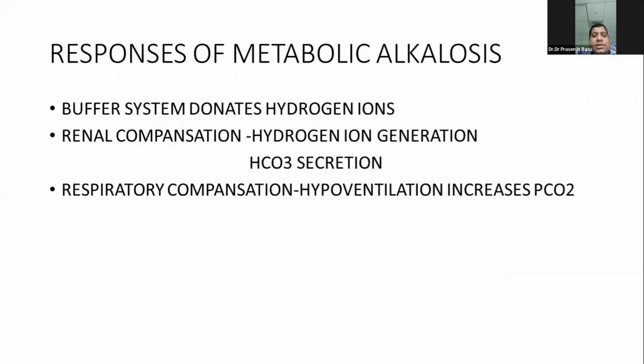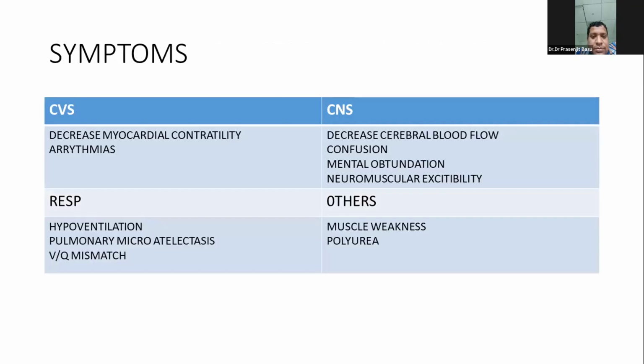Response to metabolic alkalosis: the buffer system donates hydrogen ions; renal compensation involves hydrogen ion generation and bicarbonate excretion; and respiratory compensation includes hypoventilation and increased PCO2. Symptoms of metabolic alkalosis: decreased myocardial contractility, arrhythmia, respiratory hypoventilation, pulmonary microatelectasis, ventilation-perfusion mismatch. CNS effects include decreased cerebral blood flow, confusion, mental obtundation. Neuromuscular excitability, and others include muscle weakness and polyuria.